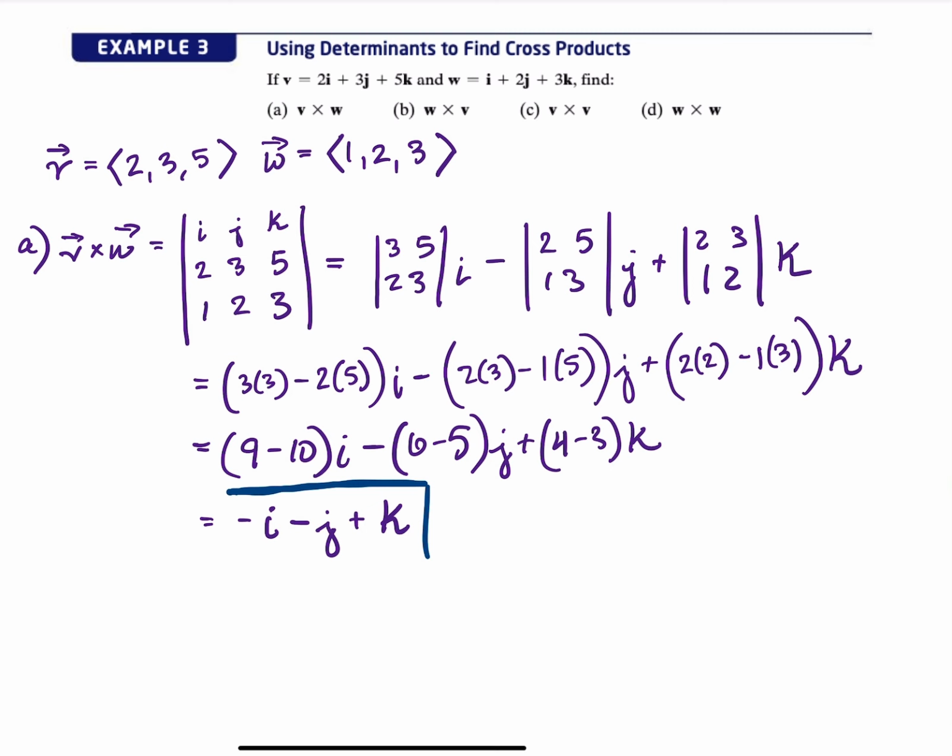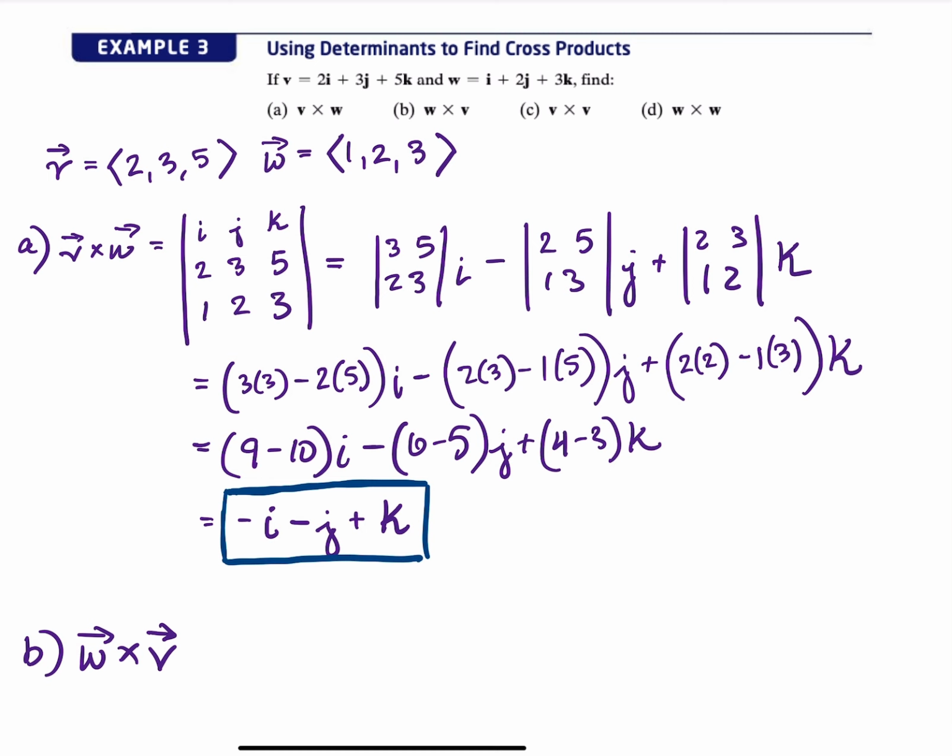So we get the same result, but we have something more concrete, more of a procedure that we can replicate as opposed to just memorizing a formula. So that was V cross W. And part B, they ask us to cross W with V to do W cross V.